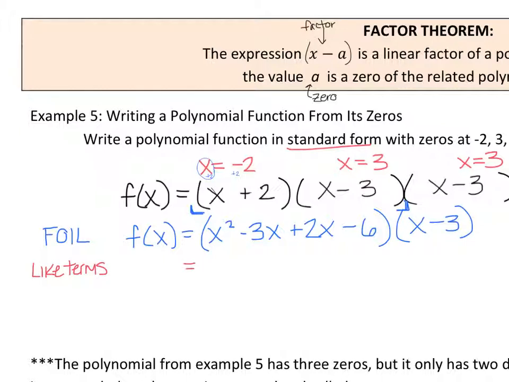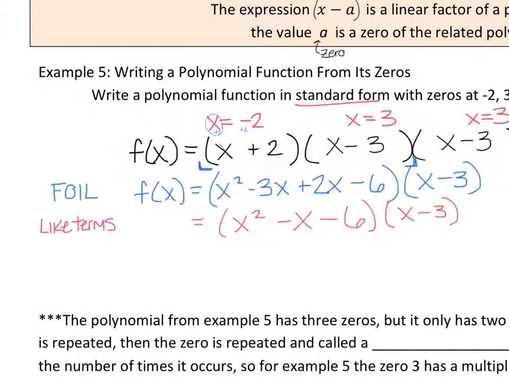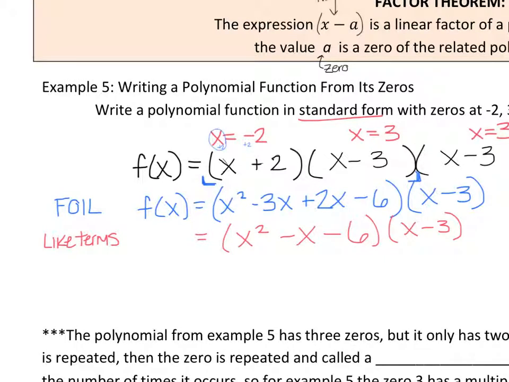Next, let's add like terms. So x squared minus x minus 6, all times x minus 3. From here, we will distribute more. Okay, so x squared times x is x cubed. X squared times -3 would be -3x squared.